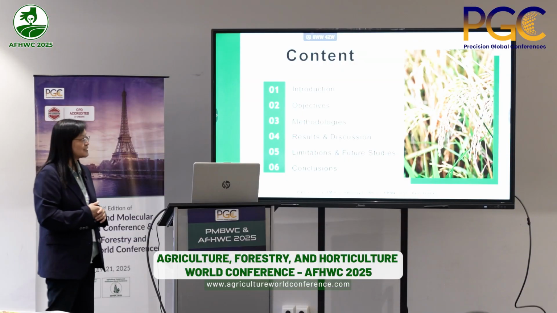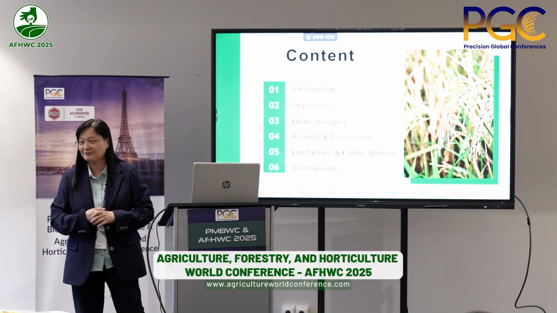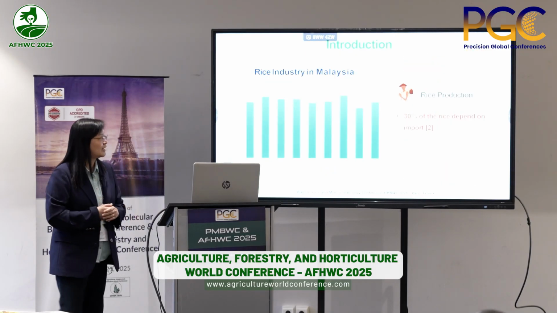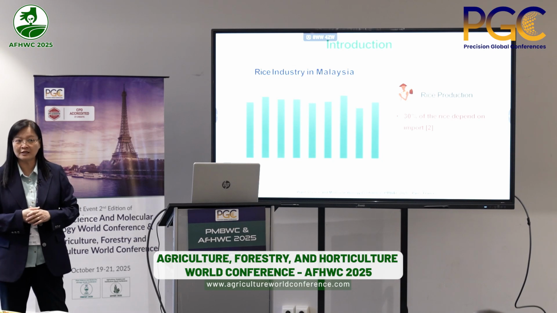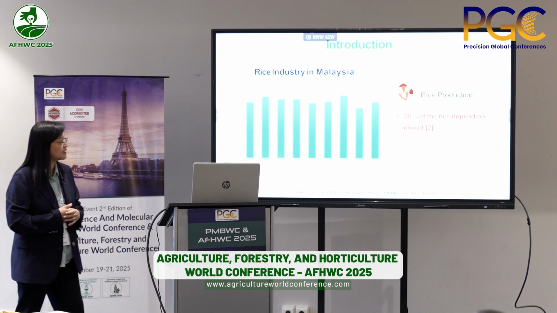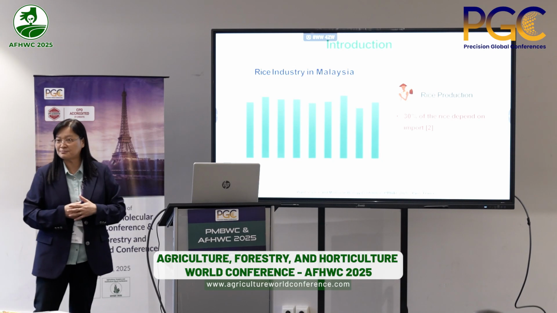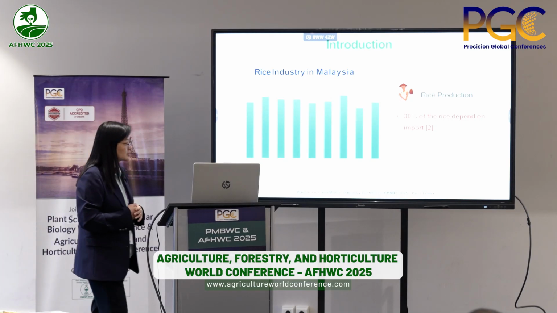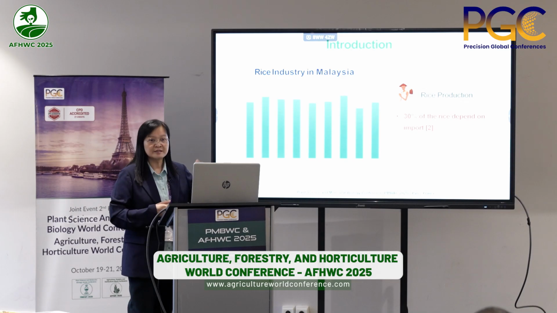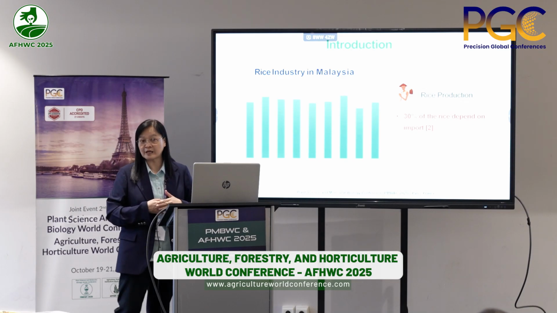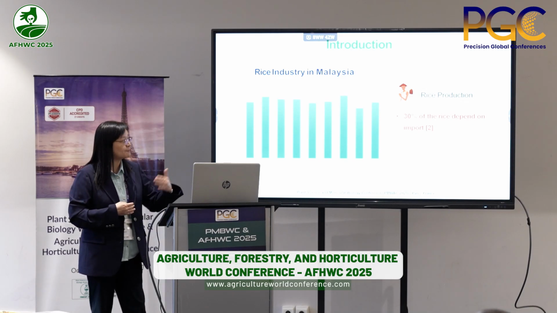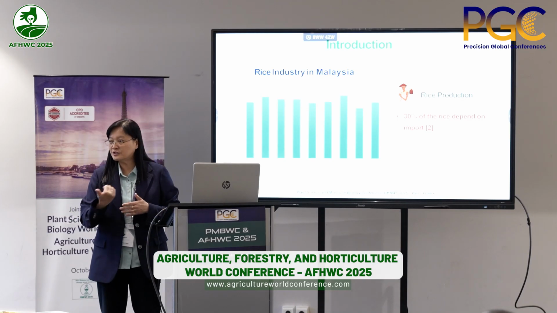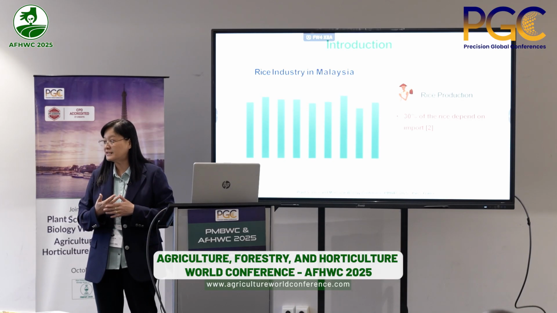So I will just present all the preliminary results that I have with every one of you here. To start off with the introduction, I will talk a bit about the rice industry in Malaysia. If you look at the graph here, you will see that rice production in Malaysia is very fluctuating. In 2020 and 2021 there is a drop in production, and generally 30% of our rice still depends on imports from countries like Indonesia, Thailand, and also India.